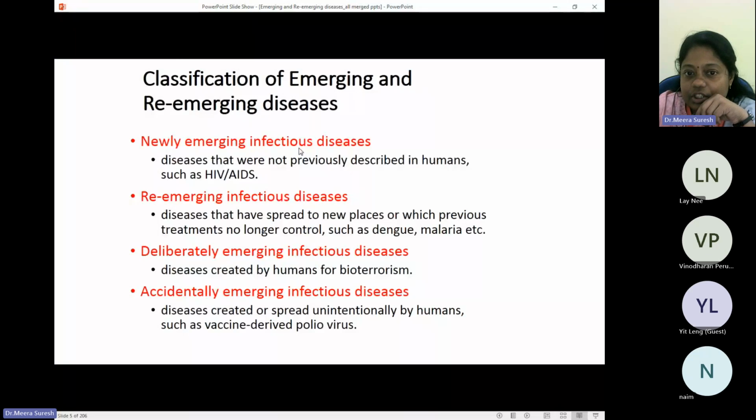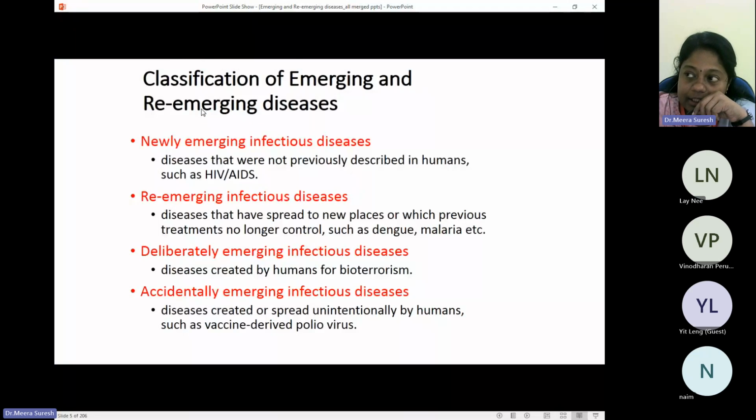So from the casual English itself, we can understand what is the meaning or the difference between emerging and re-emerging. Emerging means something that should be coming up newly. That's when we use the term emerge. And re-emerging, which means it was emerging or something, but now it is happening again. So somewhere it was emerging and then it was reduced, and now due to some or the other reason it is coming up. So that is the basic difference between emerging and re-emerging diseases.